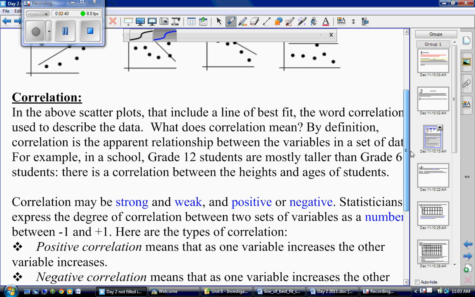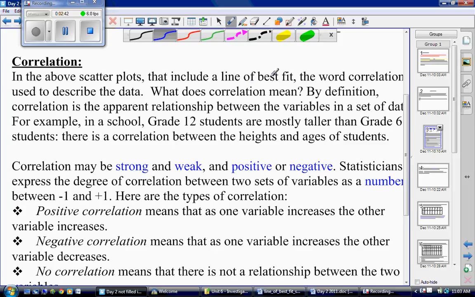Okay, so let's go down. So you'll notice we talk about correlation. So the definition of correlation is the apparent relationship between the variables in a set of data. For example, in school, grade 12 students are mostly taller than grade 6. So there is a correlation between their height and the age. And it can be strong or weak. And I'm going to stop and go on to number 2.